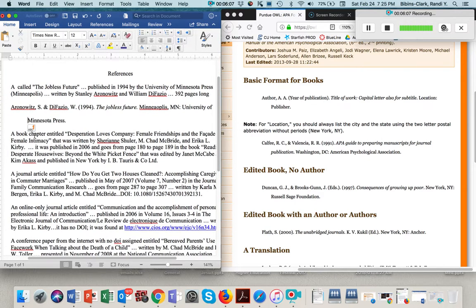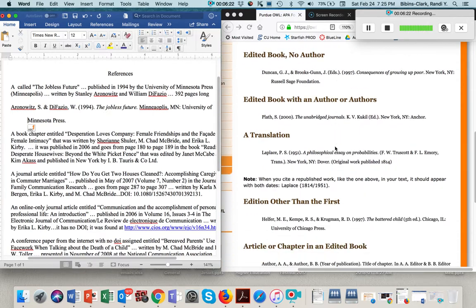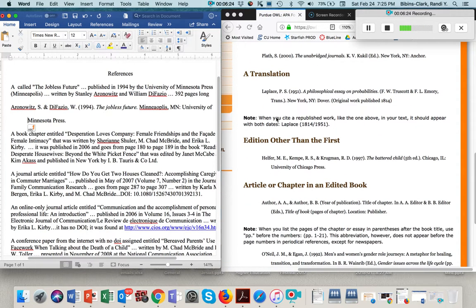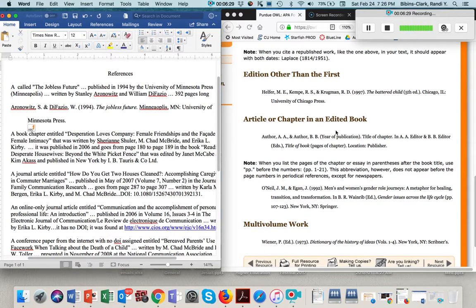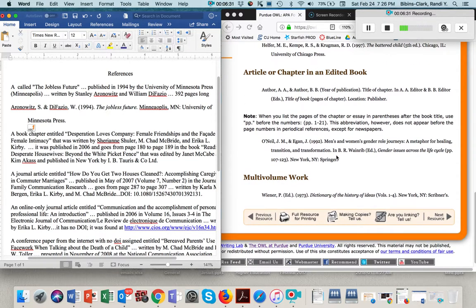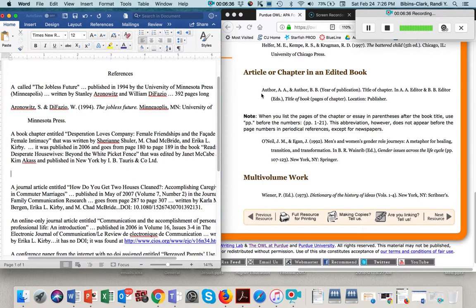So let's go on to this next entry. It says it's a book chapter entitled Desperation Loves Company, published here, Beyond, was edited by Janet McCabe. Okay, so I'm looking now for a book chapter, edited book, article or chapter in an edited book. This is what I want. This is a chapter in an edited book. So I'm going to follow this example right here. So the first thing it asks me for is author, year of publication, same as usual.